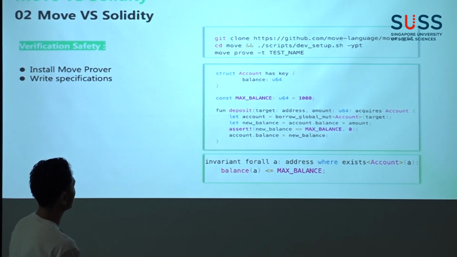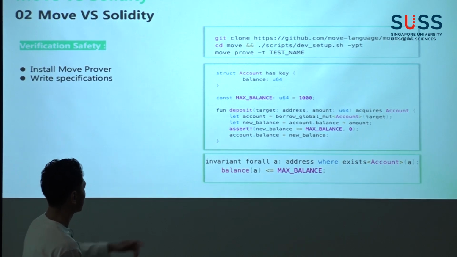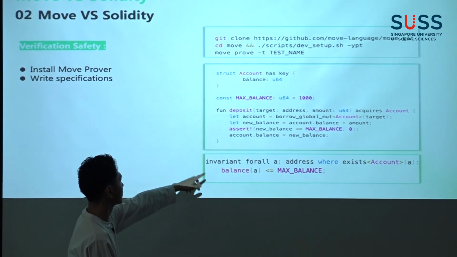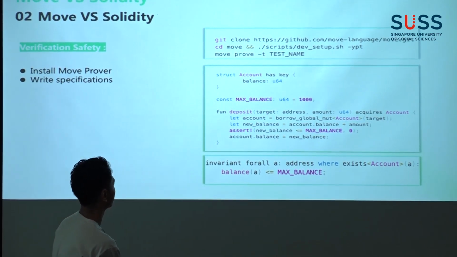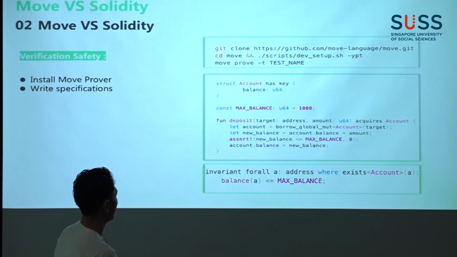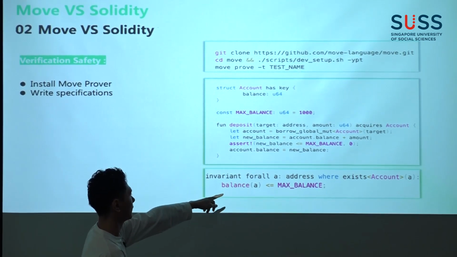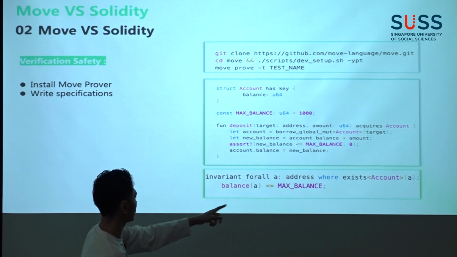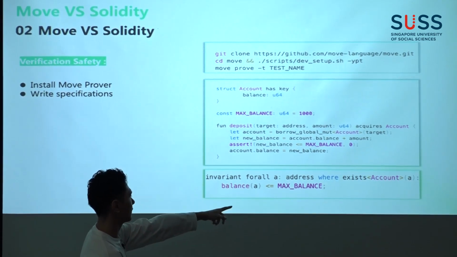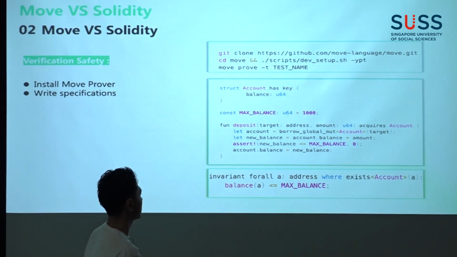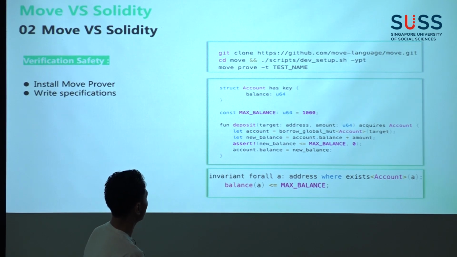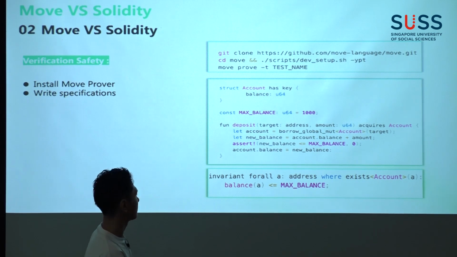So let's see what we're trying to prove here. This is the proof language, which is different from Move itself. Here's a code snippet of a Move contract. It says invariant for all a address where exists account, balance is smaller or equal to max balance. So this is a global invariant that will make sure every single account will have a balance that is lower than the max balance.